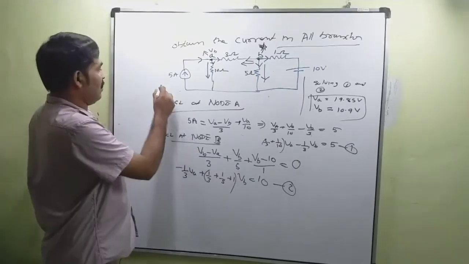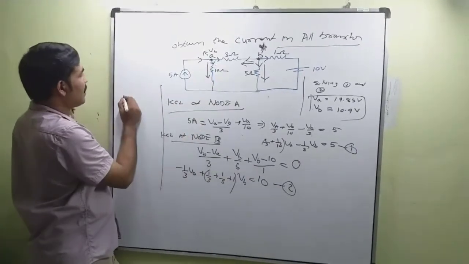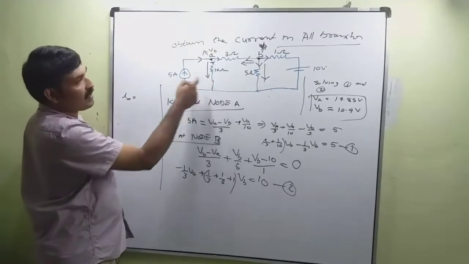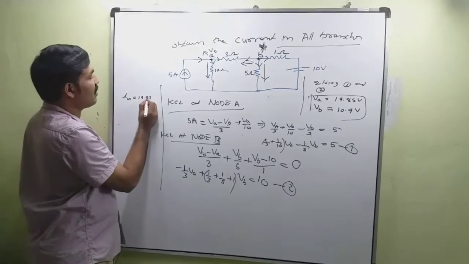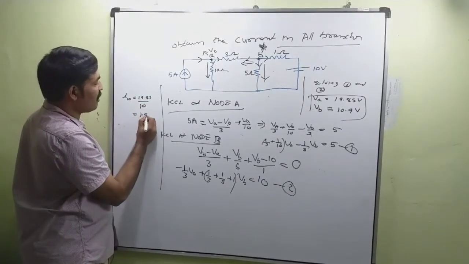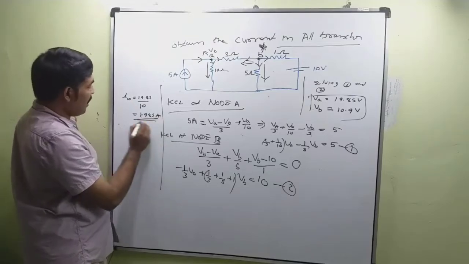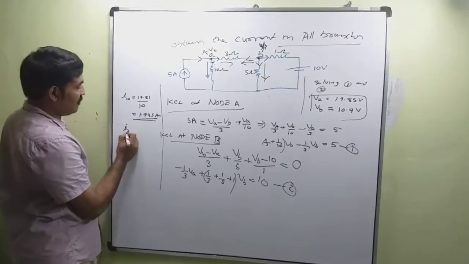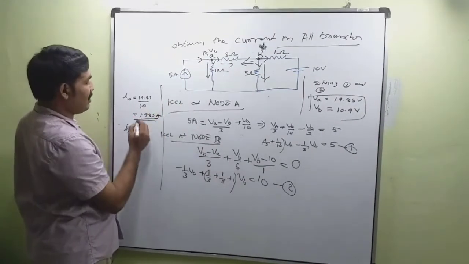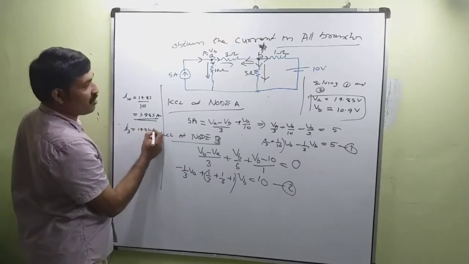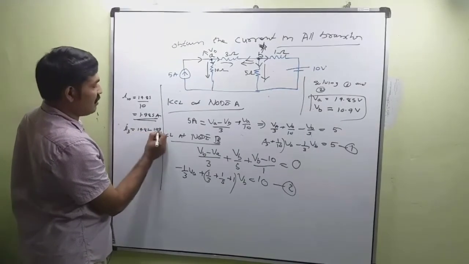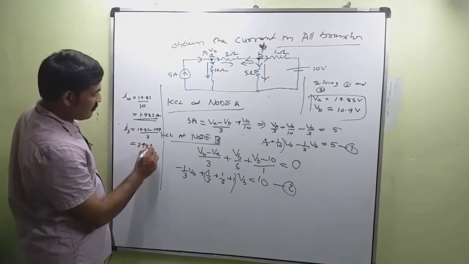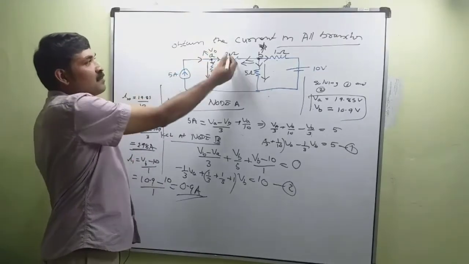Now, the current through the branch of 10 ohm, that is I10, is equal to VA by 10. VA means 19.85 by 10. That is equal to 1.985 ampere. And the current through the 3 ohm resistance, that is I3, is equal to VA minus VB, that is 19.85 minus 10.9, divided by 3, which is equal to 2.98 ampere.